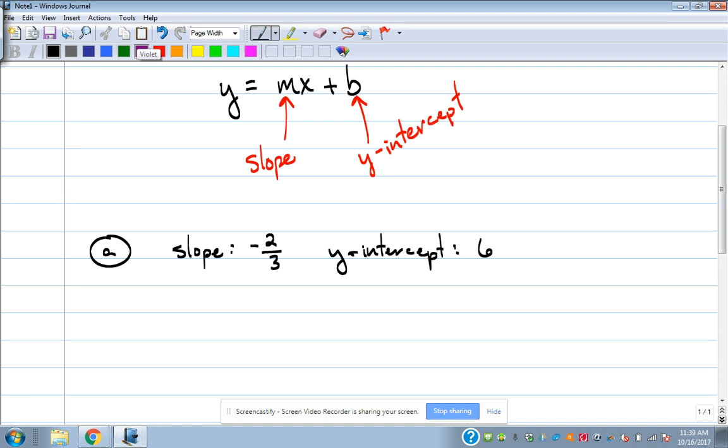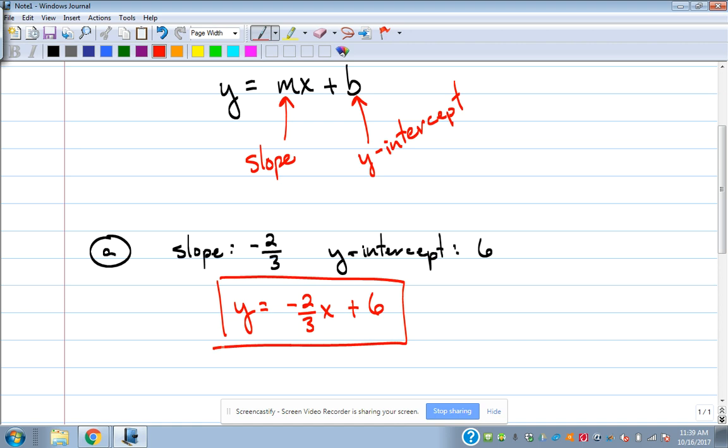There's our slope. There's our y-intercept. What would the equation be? Negative 2/3 x plus 6. And you've written the equation in slope-intercept form. It is really that easy. Don't overthink it. It really is that straightforward. When you have the slope and you have the y-intercept, writing it in that form is exactly that. It's just plug it in. Don't do anything fancy. I mean, it's nothing crazy about it.